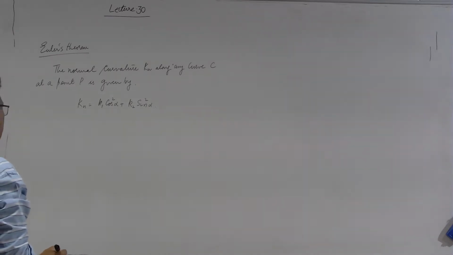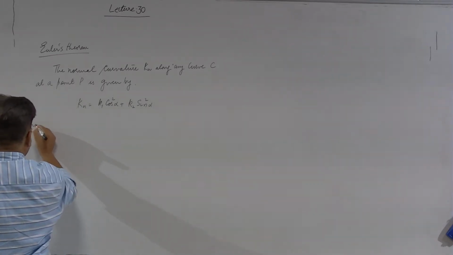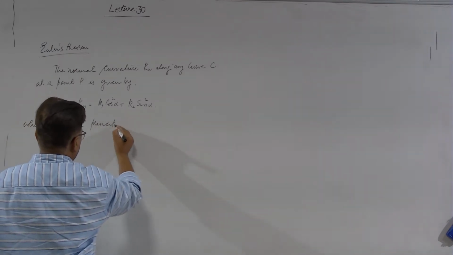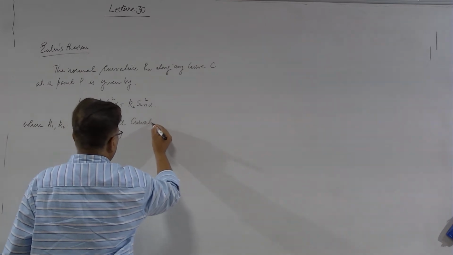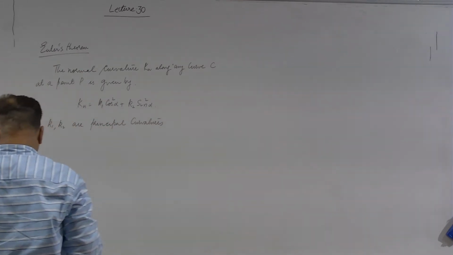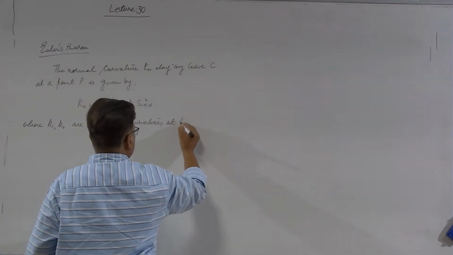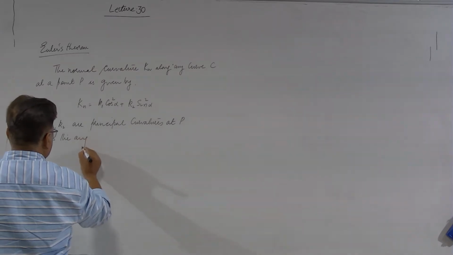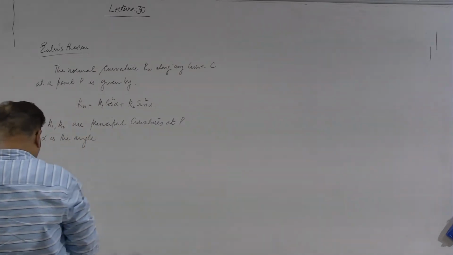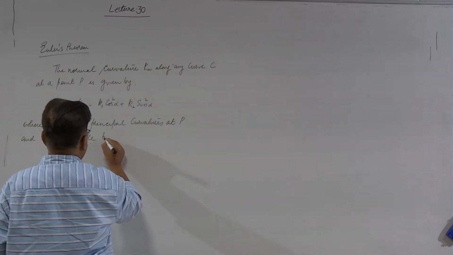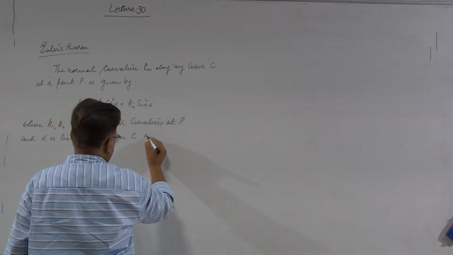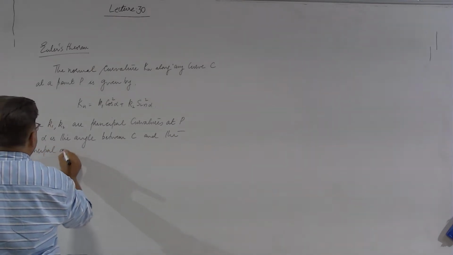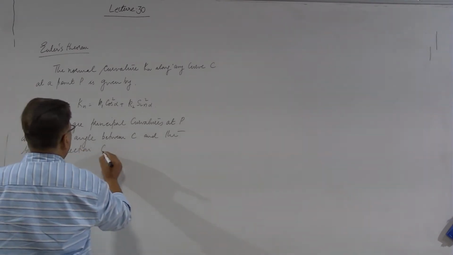k 1 and k 2 are the principal curvatures at p, of course, and alpha is the angle between c and the principal direction corresponding to k 1.